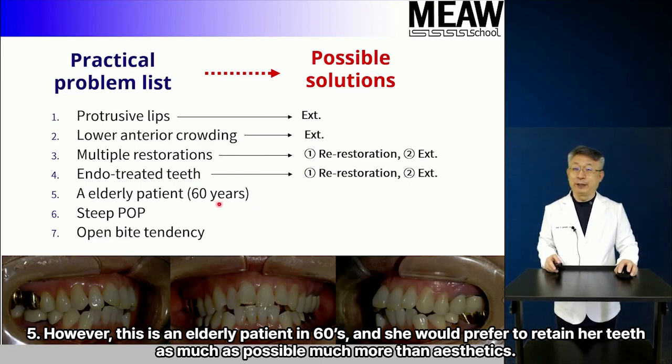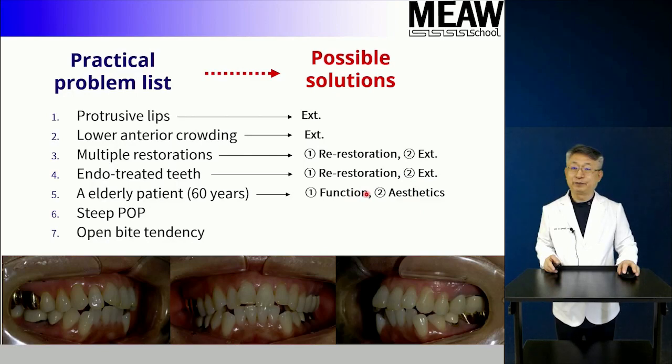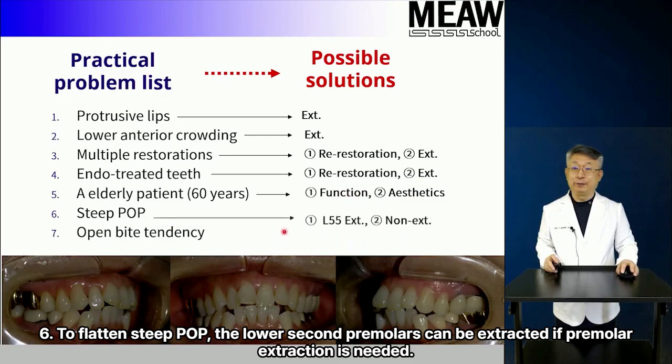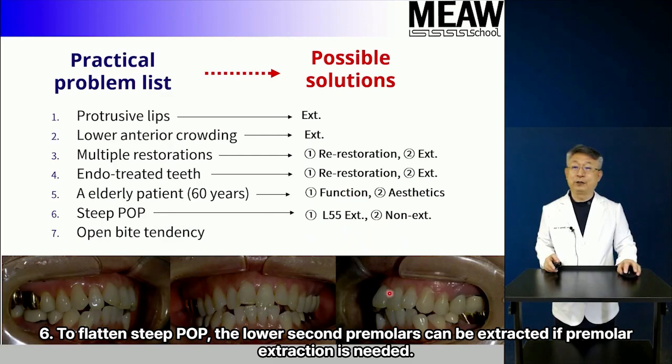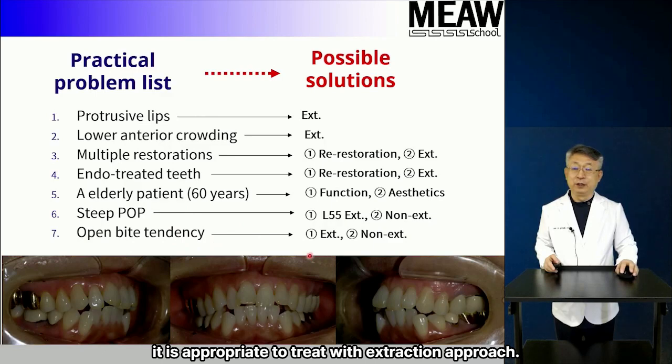5. However, this is an elderly patient in her 60s, and she would prefer to retain her teeth as much as possible, much more than aesthetics. In other words, function is more important to this patient. 6. To flatten steep POP, the lower second premolars can be extracted if premolar extraction is needed. 7. Due to low CF, there is a high chance of bite opening with non-extraction treatment. In this case, it is appropriate to treat with an extraction approach.